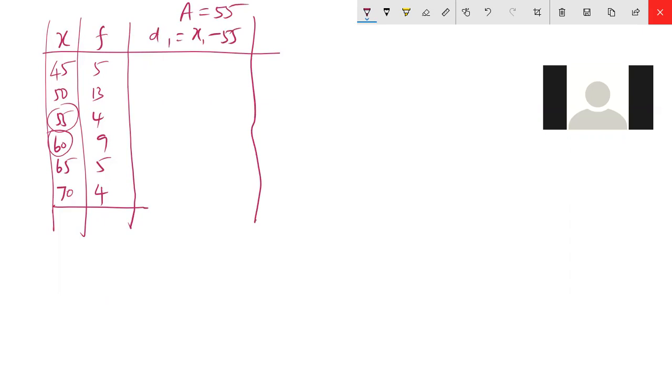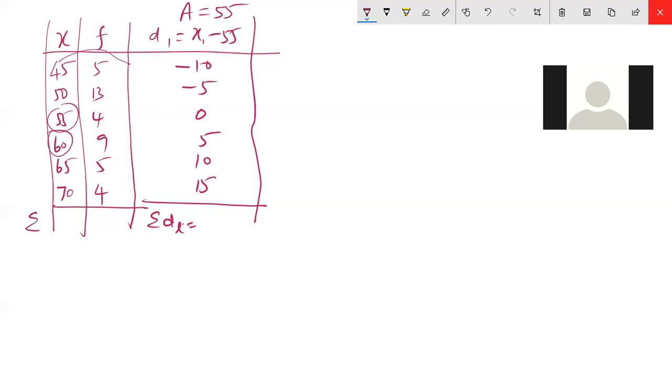Okay, that one we have to do now. X of I minus 55: 45 minus 55 is minus 10, 50 minus 55 is minus 5, then 0, 5, 10, 15. So sigma d of I is equal to this.